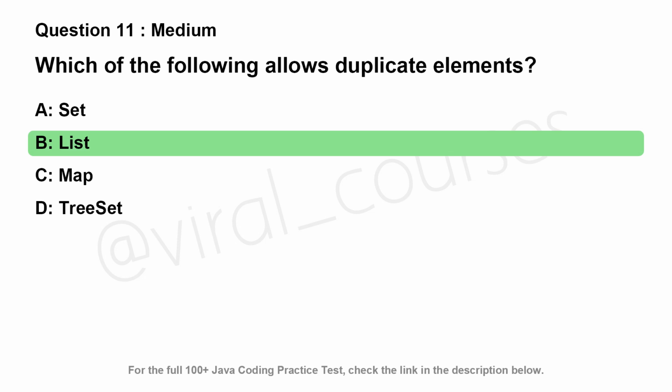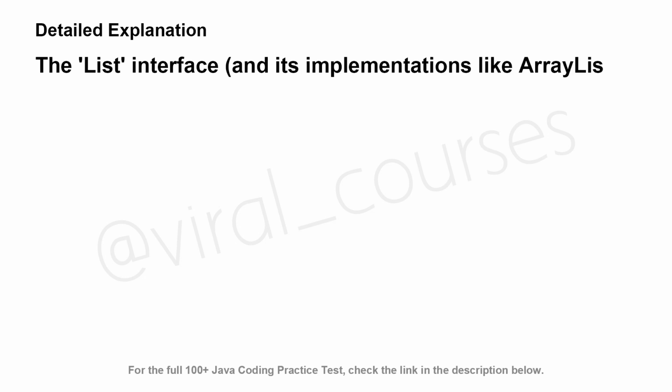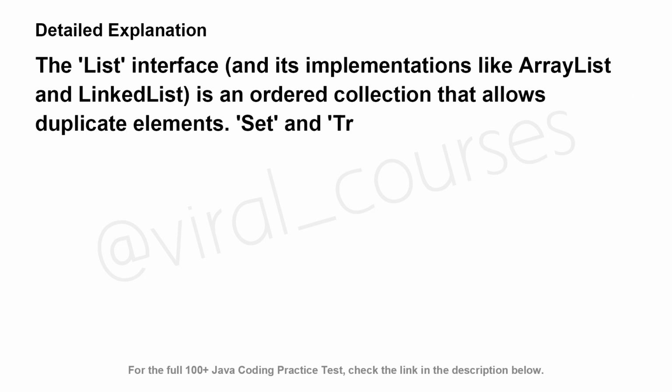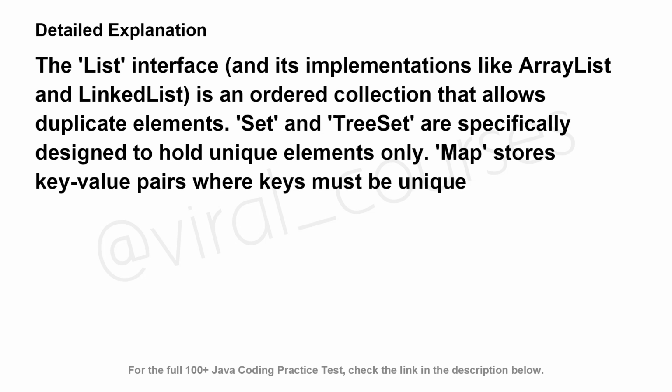The correct answer is B. The List interface and its implementations like ArrayList and LinkedList is an ordered collection that allows duplicate elements. Set and TreeSet are specifically designed to hold unique elements only. Map stores key-value pairs where keys must be unique.